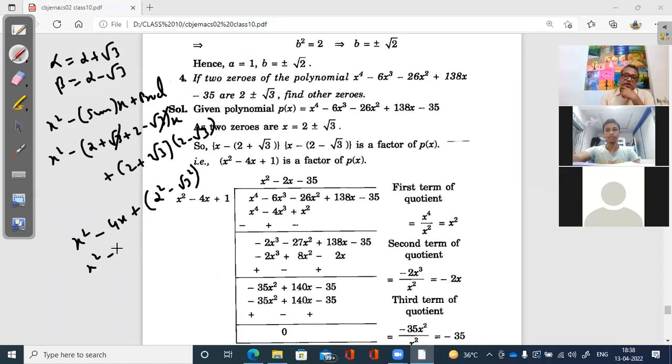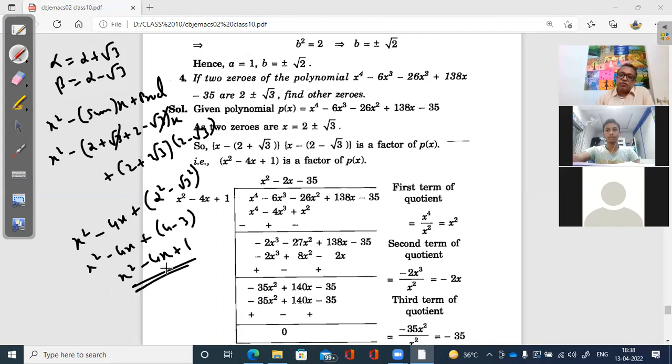So this is going to become x square minus 4x plus 4 minus 3. And what is 4 minus 3? It will become 1. So whenever you get a question like this, the first thing that you do is make a quadratic polynomial. And how do you make a quadratic polynomial? By using the formula x square minus sum x plus product, which we have also done in the second exercise. When we do x square minus sum x plus product, then you will get your quadratic polynomial.